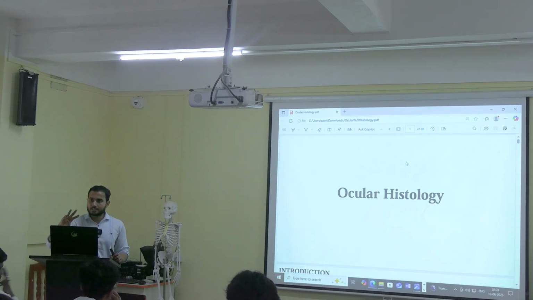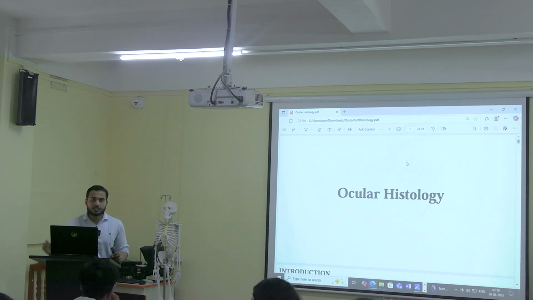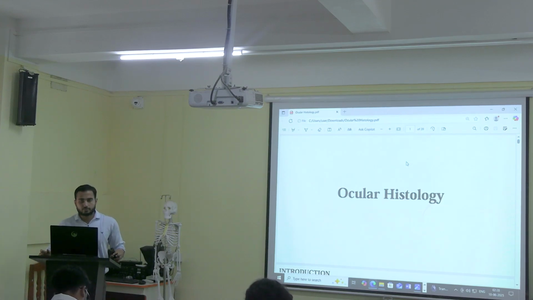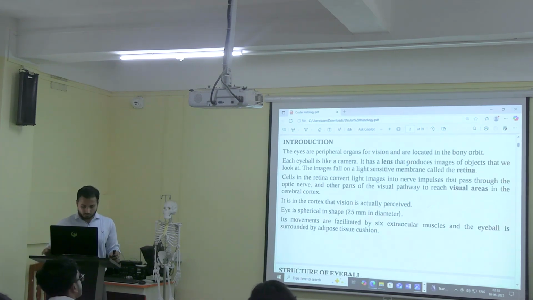Three layers are there. Among them, two layers I will try to complete today, and the last layer, the innermost layer, that is the retina, we will discuss next week. Everything cannot be discussed in one class. If you remember, a few days back I told you that this is the most difficult part of histology. So let's start with the ocular histology.